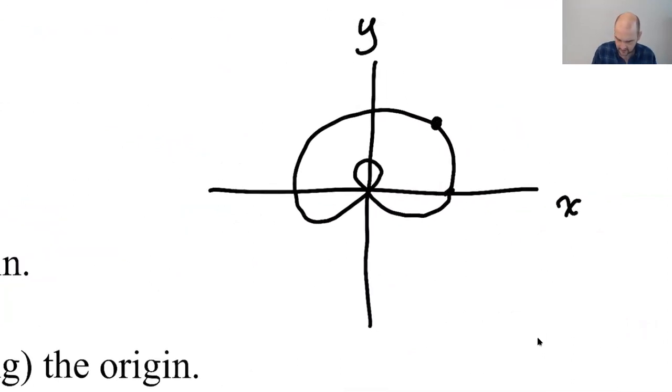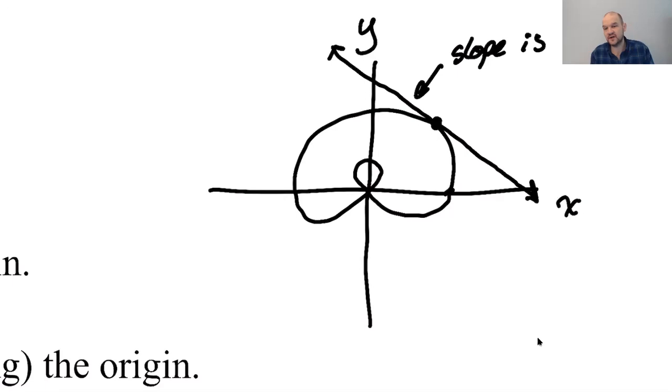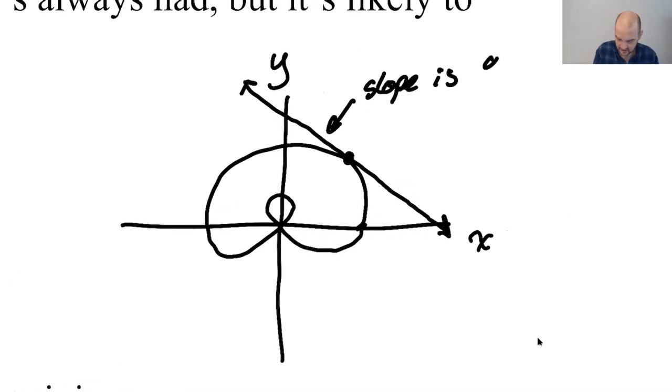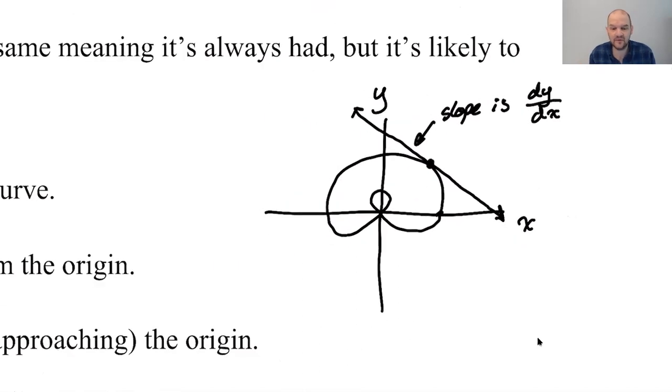If I put a point here and draw my tangent line, the slope of this is still change in y over change in x. So the slope of this is still going to be dy/dx. And the next thing we want to do is work out what that is.